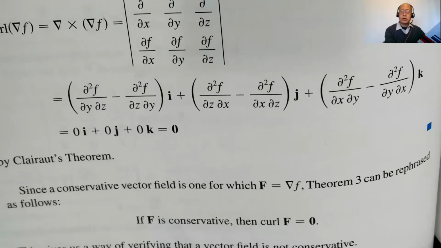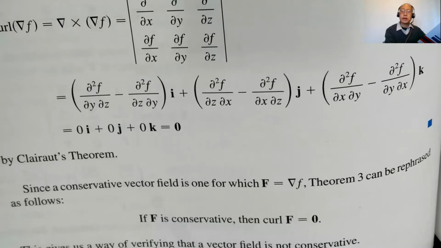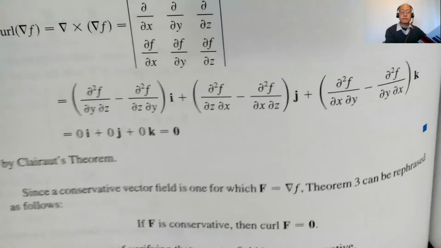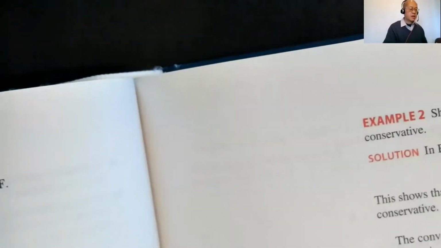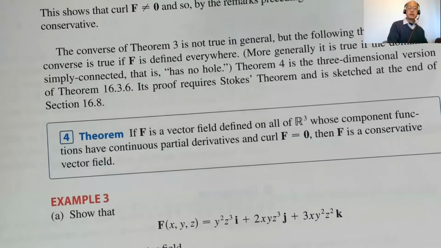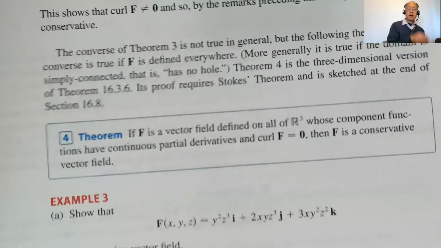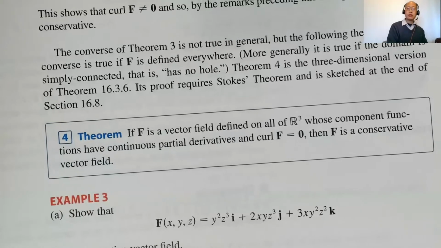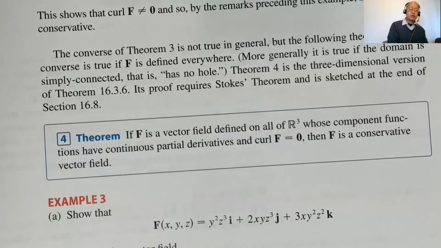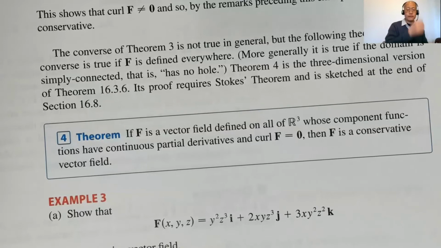So we talked about a conservative vector field in 2 dimensions. In 3 dimensions, how do we know we have a conservative vector field? If the curl of the vector function f is the zero vector. And its converse is on page 1105, so you can put this on your cheat sheet. If bold F is a vector field defined on all of R3, whose component functions have continuous partial derivatives, which is going to be true for all the ones that we do, and curl F is a zero vector, then F is a conservative vector field.